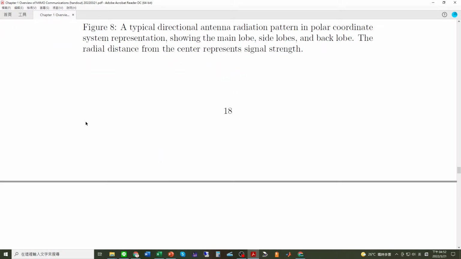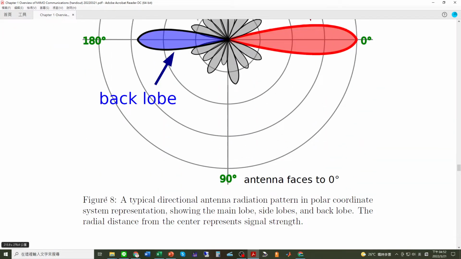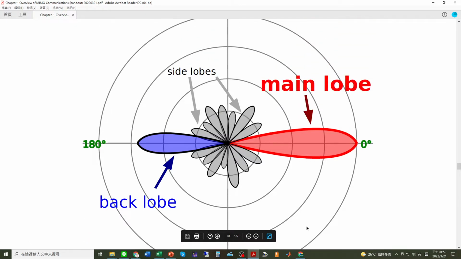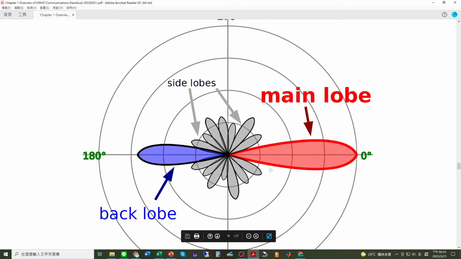Okay, figure 8 is a typical directional antenna radiation pattern in polar coordinate system representation, showing the main lobe, side lobes, and back lobe. The radial distance from the center represents signal strength. Okay, here is the main lobe, the red one. And here are side lobes, the gray ones. And here is the back lobe, the purple one.